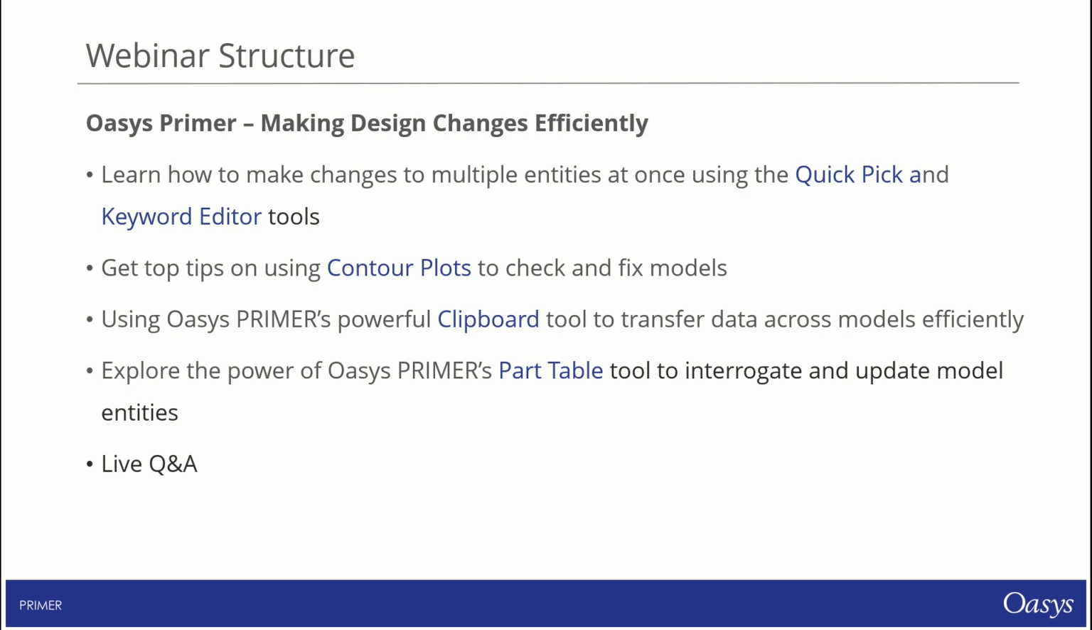And before jumping into a live Q&A session, we'll be exploring the power of the part table too. So I'm going to be talking about when one might choose to use the part table or the keyword editor as well, because the part table is a powerful tool that could not just interrogate and update model entities, but is able to give more information such as part masses, sum of all the part masses, time steps, etc.